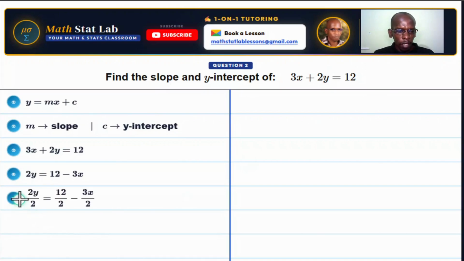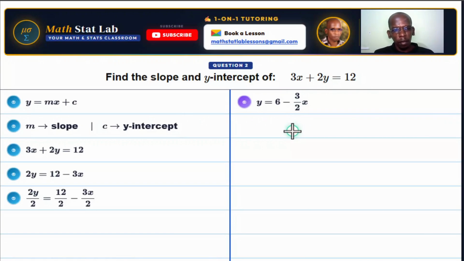So now it becomes 2y divided by 2 is equal to 12 divided by 2 minus 3x divided by 2. Then from there, of course, 2y divided by 2 will remain y, is equal to 12 divided by 2, which is 6, minus 3 divided by 2, which now becomes 3 over 2x. You can just leave it like that. It's not a must to change it to decimal.